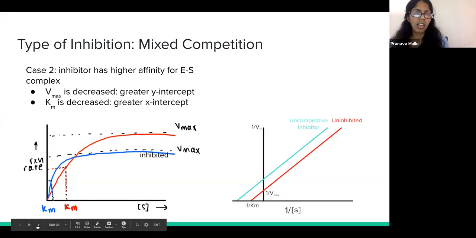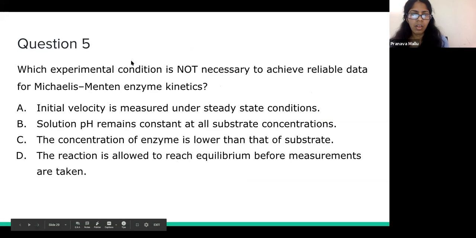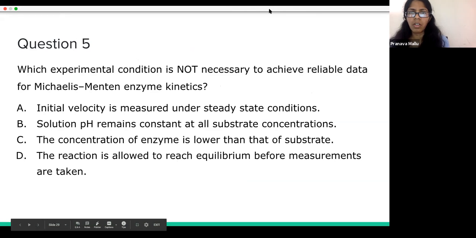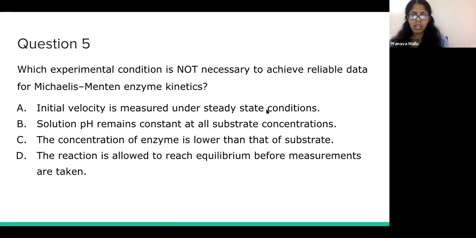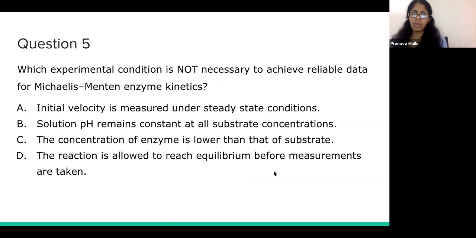No, thank you for asking. So now I'll try to repeat why D is right, and Ashley and Quan, if you want to interrupt me, please do. What D is saying is that the reaction should not reach equilibrium before you take the measurements. This is because what you're trying to measure with Michaelis-Menten enzyme kinetics is the initial velocity, which is at the beginning of the reaction.